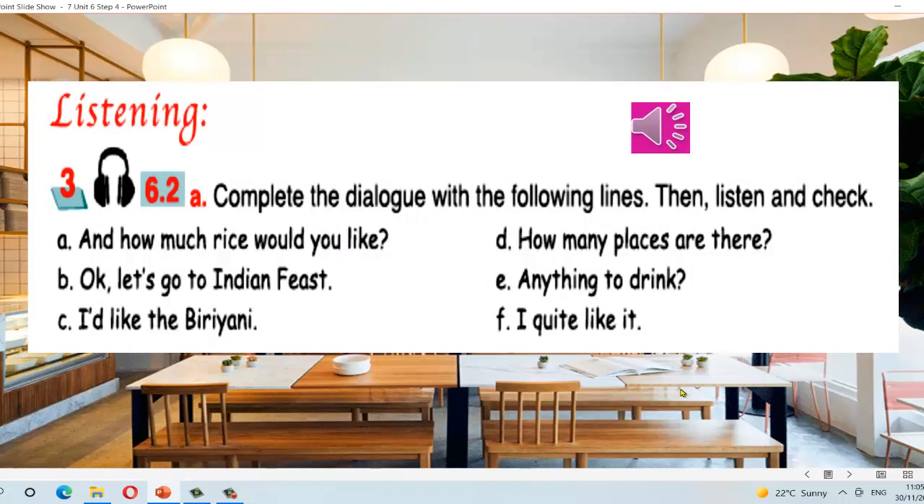Okay, complete the dialogue with the following lines, then listen and check. These are the questions and the sentences which you should complete with: B, how much rice would you like? Okay, let's go to Indian Feast. C, I'd like the biryani. D, how many places are there? E, anything to drink? F, I quite like it. Let's start listening, please. Listen carefully.